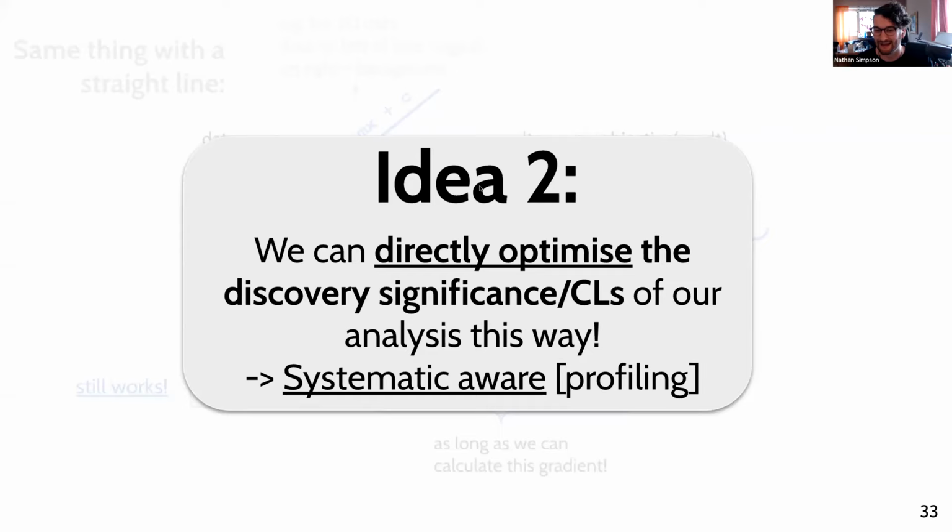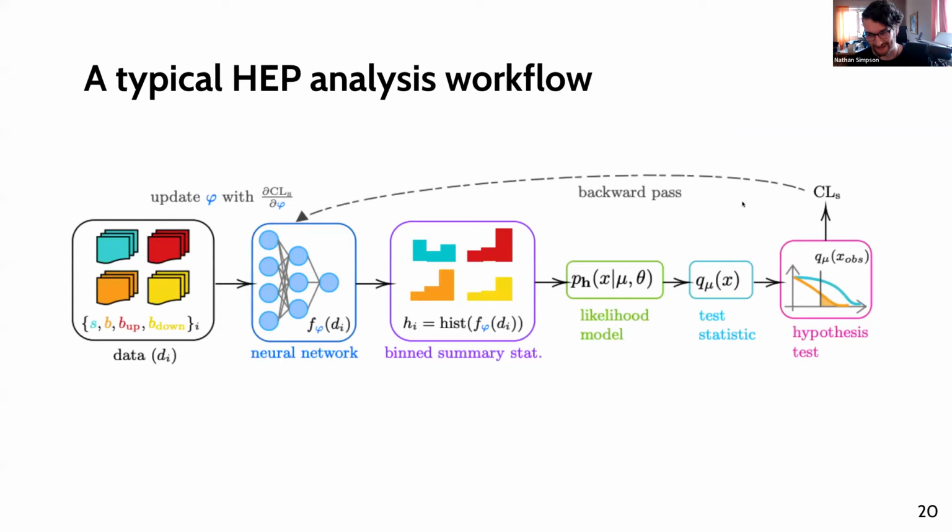And how do we do that? Well, we can use a lot of the stuff that I've just shown. So if I go back a couple of slides, this thing, right? This is exactly what I proposed to you. This is saying, okay, let's do a hypothesis test and let's optimize the result from that directly. And so you can see, to do this, we're going to need a differentiable bin summary statistic, a differentiable likelihood model, and a differentiable test statistic and hypothesis test. Now, the first one we covered already, right? We have differentiable histograms already.